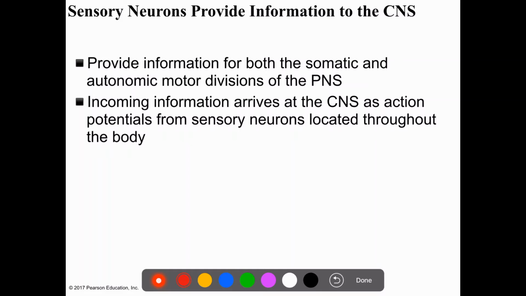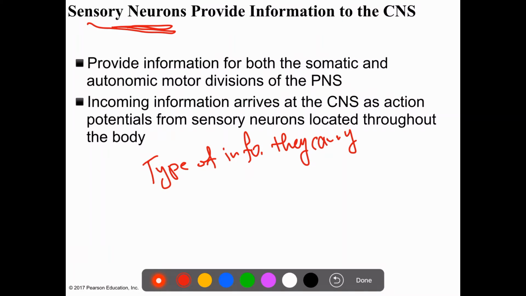Now, we can classify these nerves by their type. In the previous slide, we saw them by their origin. Now we can look at them by the type of information they carry. Okay, so here we have sensory neurons or sensory nerves, and as you can guess, they are carrying sensory information, and usually this sensory information is going to the CNS, to either the brain or spinal cord.